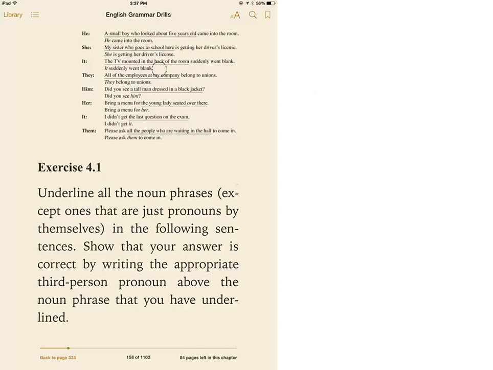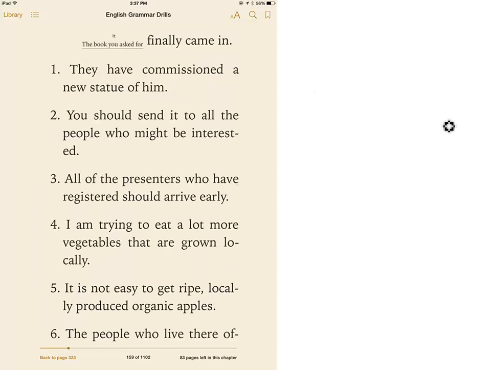We're identifying noun phrases by using the third-person pronoun replacement test. I want you to identify all the noun phrases, whether it's in the subject or the verb or the object, and replace it with the appropriate pronoun. This is an exercise where we're going to practice that. I want you to read the directions here. It says underline all the noun phrases, except ones that are just pronouns themselves. And then show your answer is correct by rewriting the phrase using the appropriate third-person pronoun. We're going to do a couple of examples together. Here it says, the book you asked for finally came in. It finally came in.